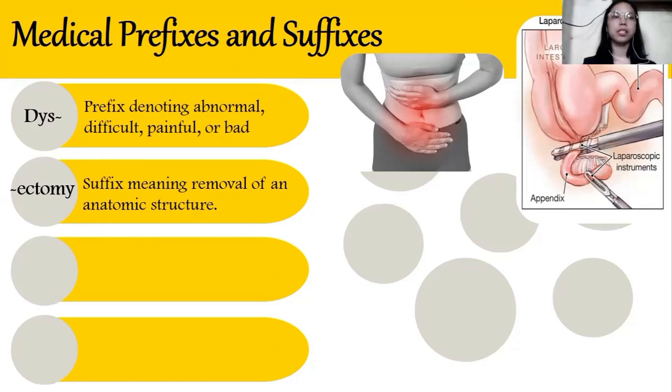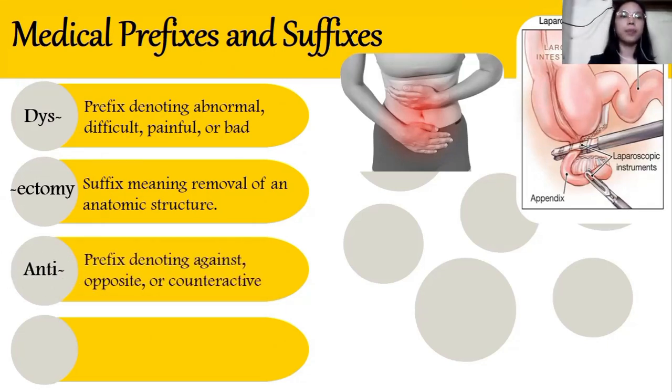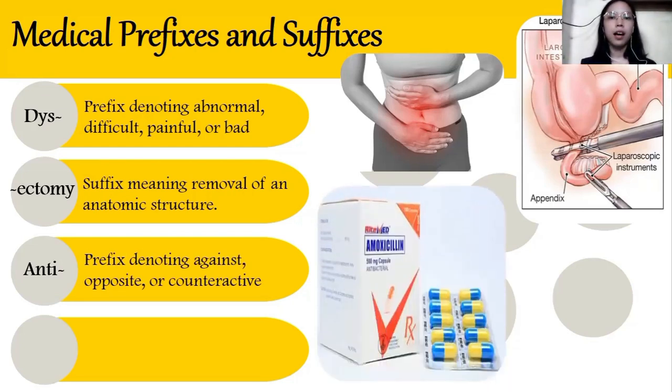Next medical prefix is anti. Anti prefix denoting against, opposite, or counteractive. Example, antibiotics. Antibiotics are medicines that help stop infections caused by bacteria. Example is amoxicillin, which you can see in the picture. Amoxicillin is an antibiotic to treat a number of bacterial infections.